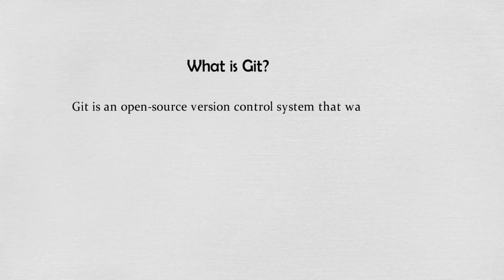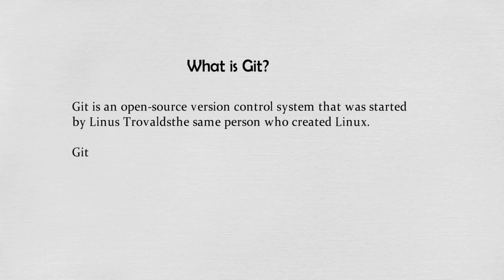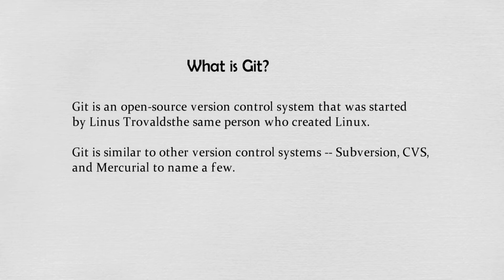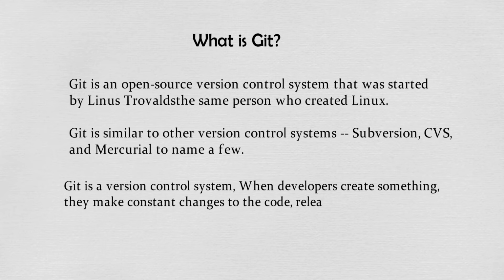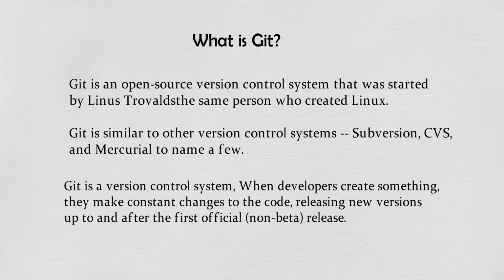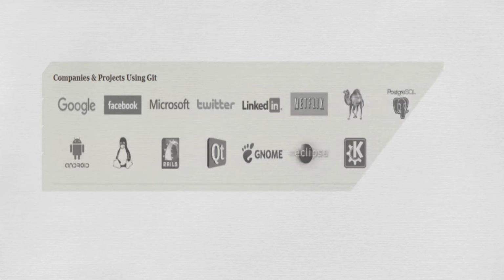Git is an open source version control system that was started by Linus, the same person who created Linux. Git is similar to other version control systems like Subversion, CVS and Mercurial, to name a few. When developers create something, they make constant changes to their code, releasing new versions up to and after the official release. Git is used by many organizations. You can see the big names of companies like Google, Facebook, Twitter, and so on.